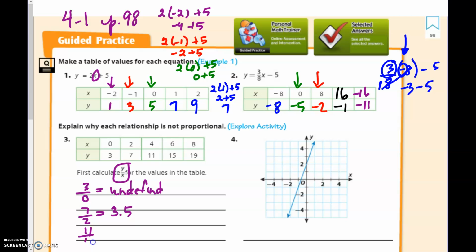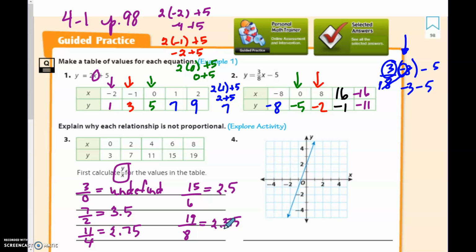And 11 divided by 4 is going to be 2.75. And when we do 15 divided by 6, we get 2.5. And then the last one would be 19 divided by 8, and that comes out to be 2.375. So that shows that this is not proportional because all of these values would be the same.